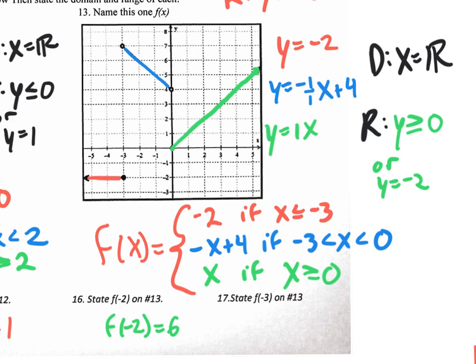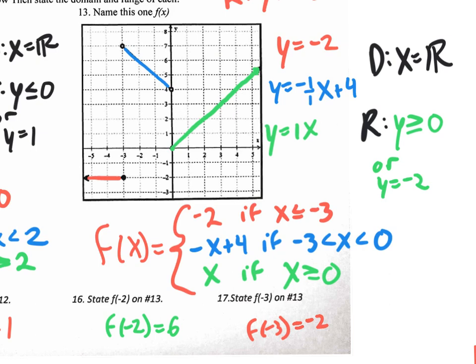What would the answer to 17 be? F of negative 3. So if you go to negative 3 on your x, it's down here, the solid dot. So that'd be a y value of negative 2, an output of negative 2. So when you plug in negative 3, you get an output of negative 2.